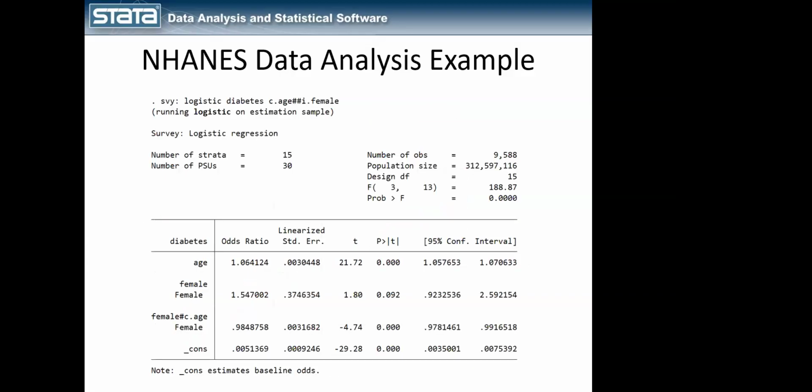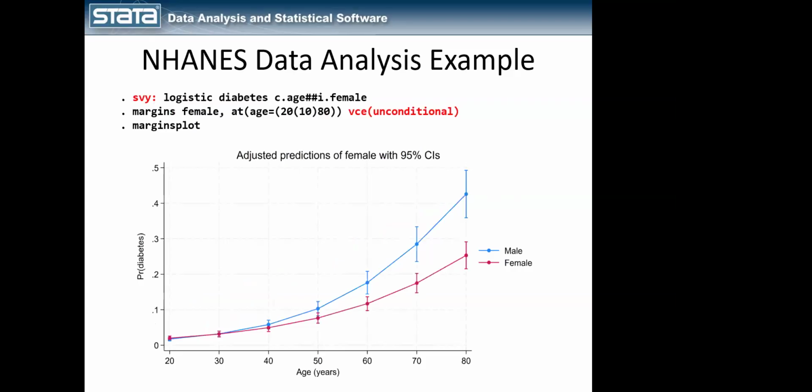Same thing with logistic regression. Let's say you want to fit a logistic regression model for diabetes, again using age and female as predictors. Just put the svy colon in front of your logistic command, and then use vce(unconditional) with your margins command, and now you get a nice marginsplot that accounts for all the survey features in your data.